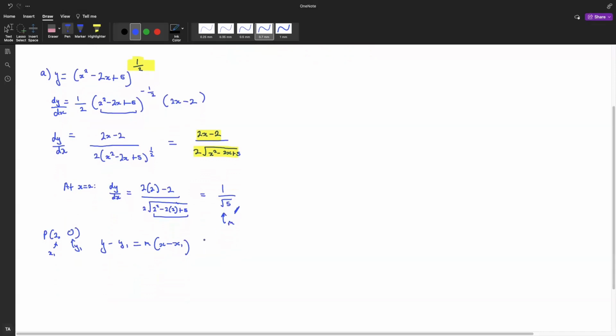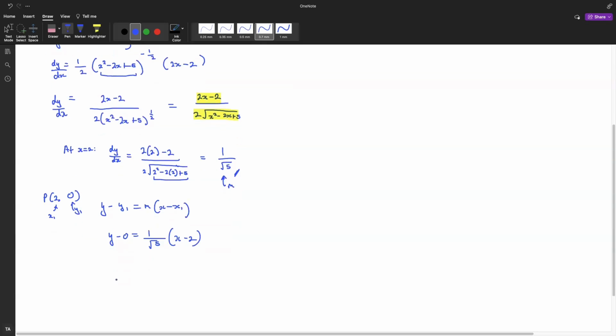So subbing these values into this formula, you know that y minus 0 is equal to 1 over root 5 times x minus 2. So therefore, y is just equal to, you can rewrite this now into point gradient form, y is equal to 1 over root 5 x minus 2 over root 5. And there's your equation of the tangent at point (2, 0).